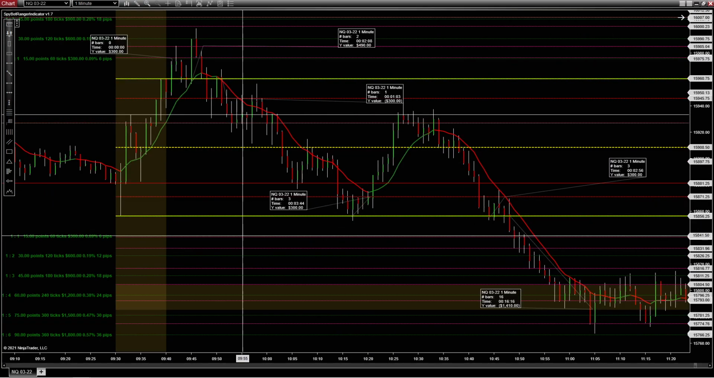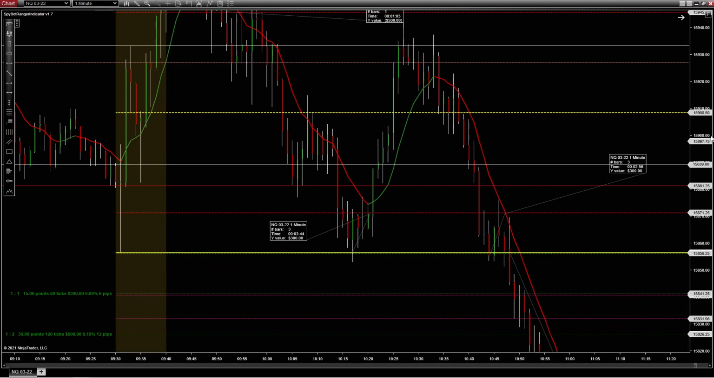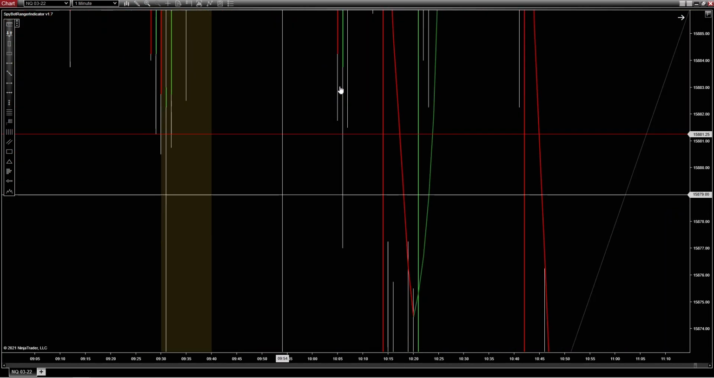Well, it didn't today. Now for a short, we look at the yellow line and we go one tick below, which there is a green line there. I know it's kind of hard to see.